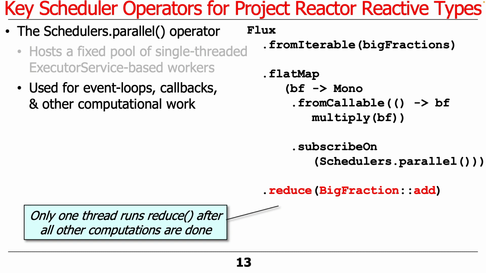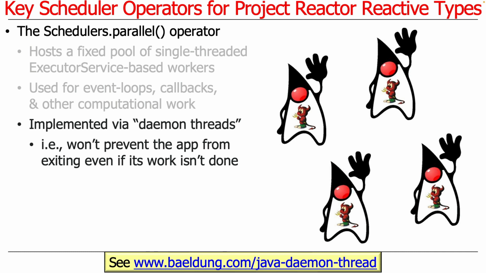Now, the other thing to note is that there will be a bunch of threads running the different multiplication operations on the elements of the big fractions flux stream, but only one thread will run reduce. And that's typically the last thread. Whatever the last thread was that completed processing all the things here, that will then be borrowed to do the reduction, because we only need one thread to do the reduction. This is important to remember.